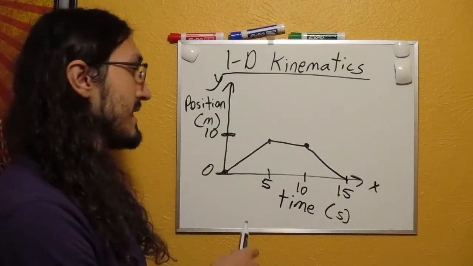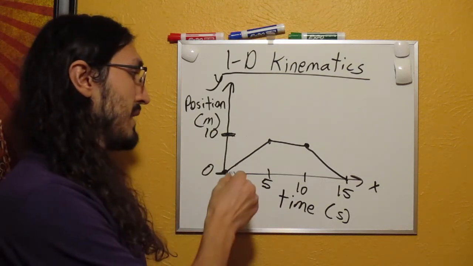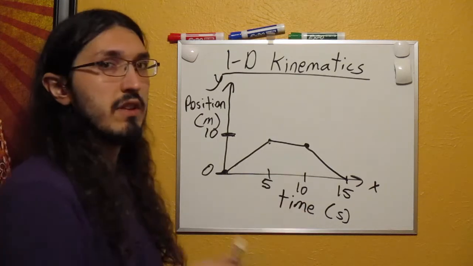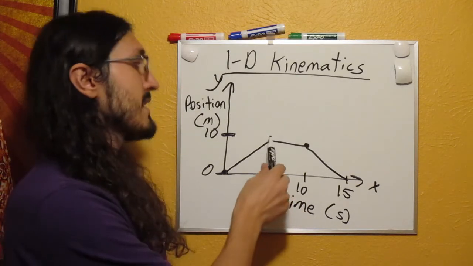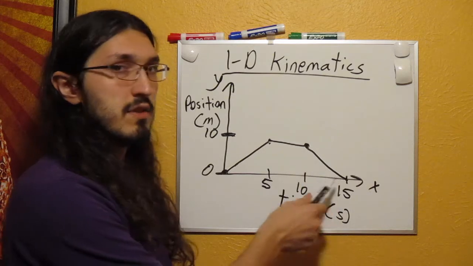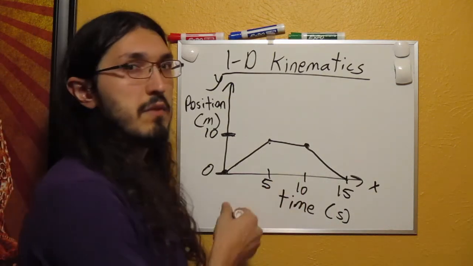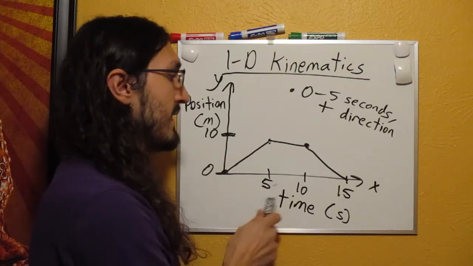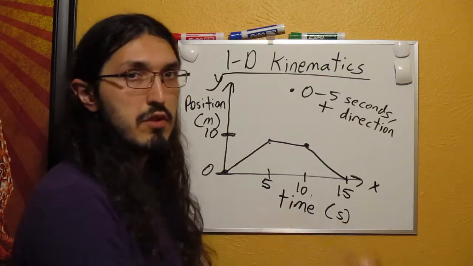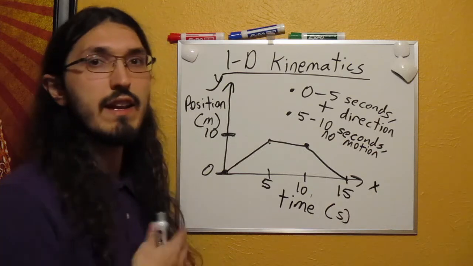So just glancing at this, I can see that the motion involved something moving away from the reference point or in the positive direction, and then it stopped for 5 seconds, and then it moved back towards the reference point in the negative direction. So from 0 to 5 seconds, it moved in the positive direction. From 5 to 10 seconds, I can see that it didn't move at all. And then from 10 to 15 seconds, I can see that it was moving in the negative direction.